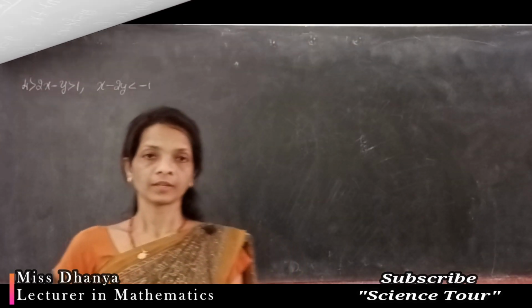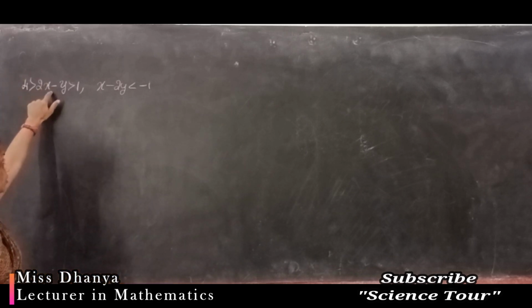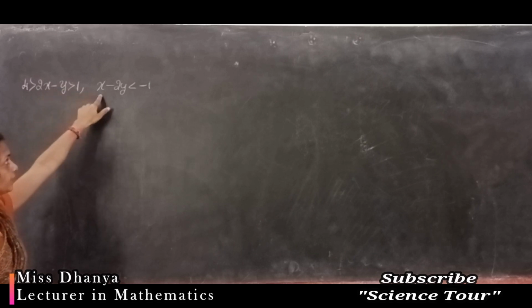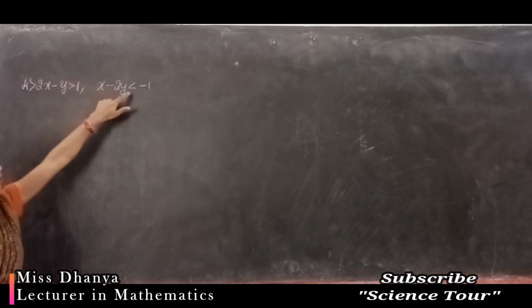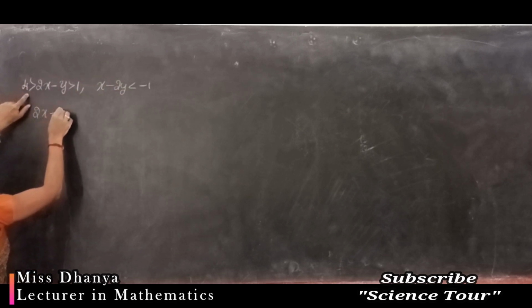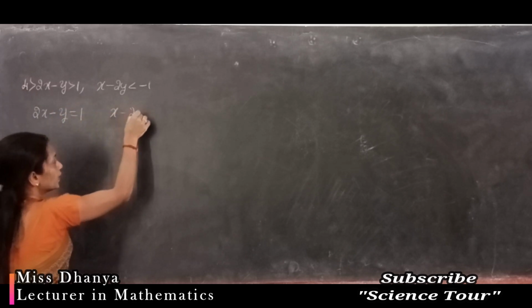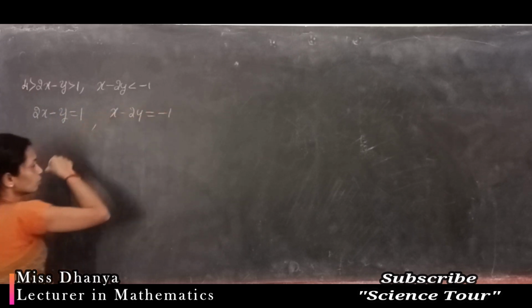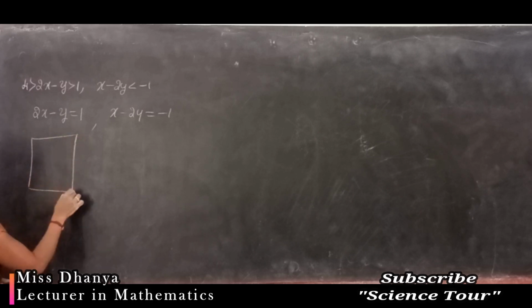Okay. The next system of inequalities you have to solve is 2x minus y greater than 1 and x minus 2y less than minus 1. Replace the inequality symbols by the equal to symbol. Then you will get 2x minus y is equal to 1 and x minus 2y is equal to minus 1. Both represent the equation of a line. Okay, you have to draw the graph of these two lines. For that, find 2 points on both the lines.